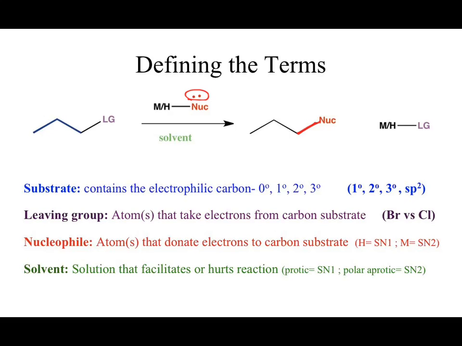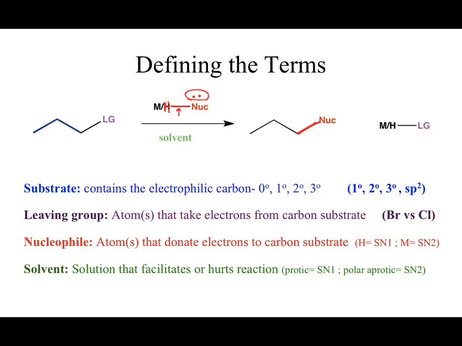Okay? H and the M. H stands for hydrogen. Okay? We'll get into those exact details, but if you see an H attached to your nucleophile, you're looking at an SN1 type mechanism, typically. Okay? And that's because we make that bond weaker, or sorry, stronger.